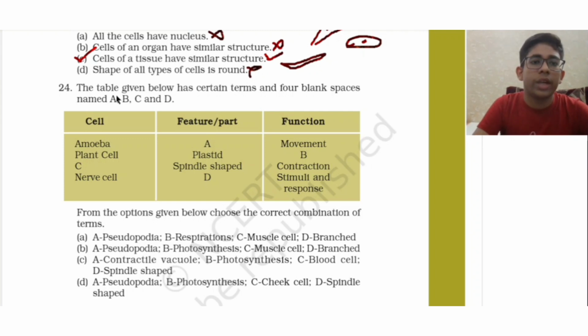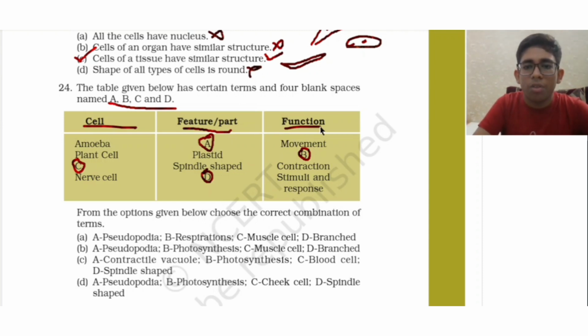Moving on to the next question and maybe the last question. The table given below has certain terms and 4 blank spaces named A, B, C and D. So we have this table and we have 4 blank spaces that we have to fill. So we will mark out the blank spaces. In this table we have the cell, its feature or part, the special feature of the cell, and the function of that cell. So we will start filling each.